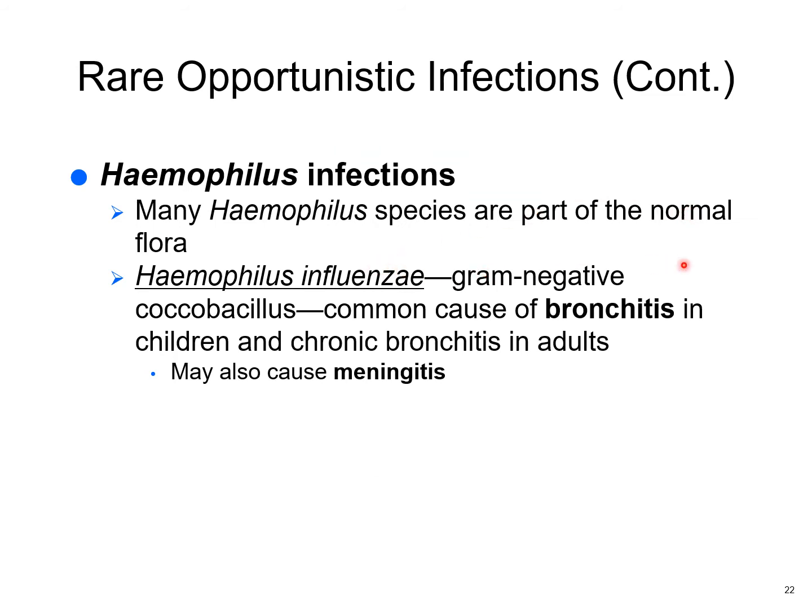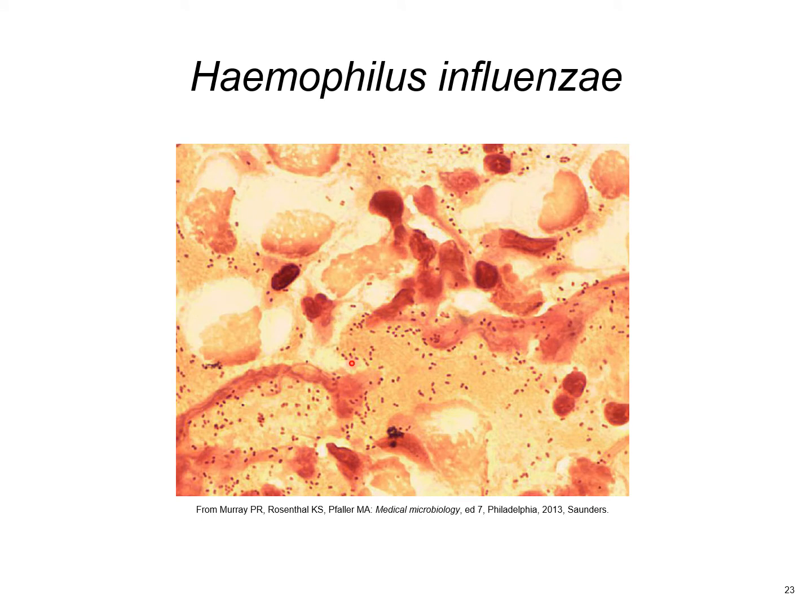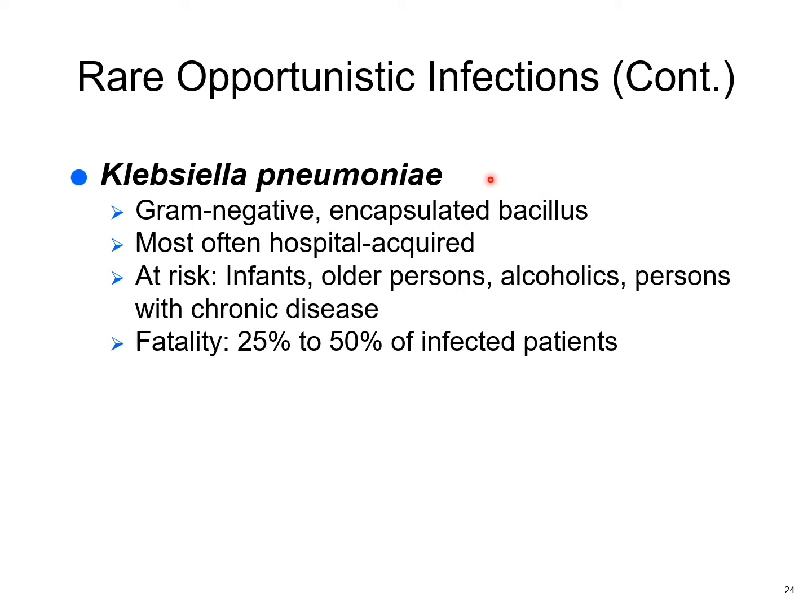Haemophilus influenzae, and it's a gram-negative coccobacillus, a common cause of bronchitis. It can actually cause meningitis. And there it is in the lungs. Klebsiella pneumoniae. And again, we're into the rare, less common ones. Gram-negative encapsulated bacillus. These are often hospital-acquired, in at-risk people who are weak. Infants, old people, alcoholics, people with chronic disease. Can be up to 50% fatality.